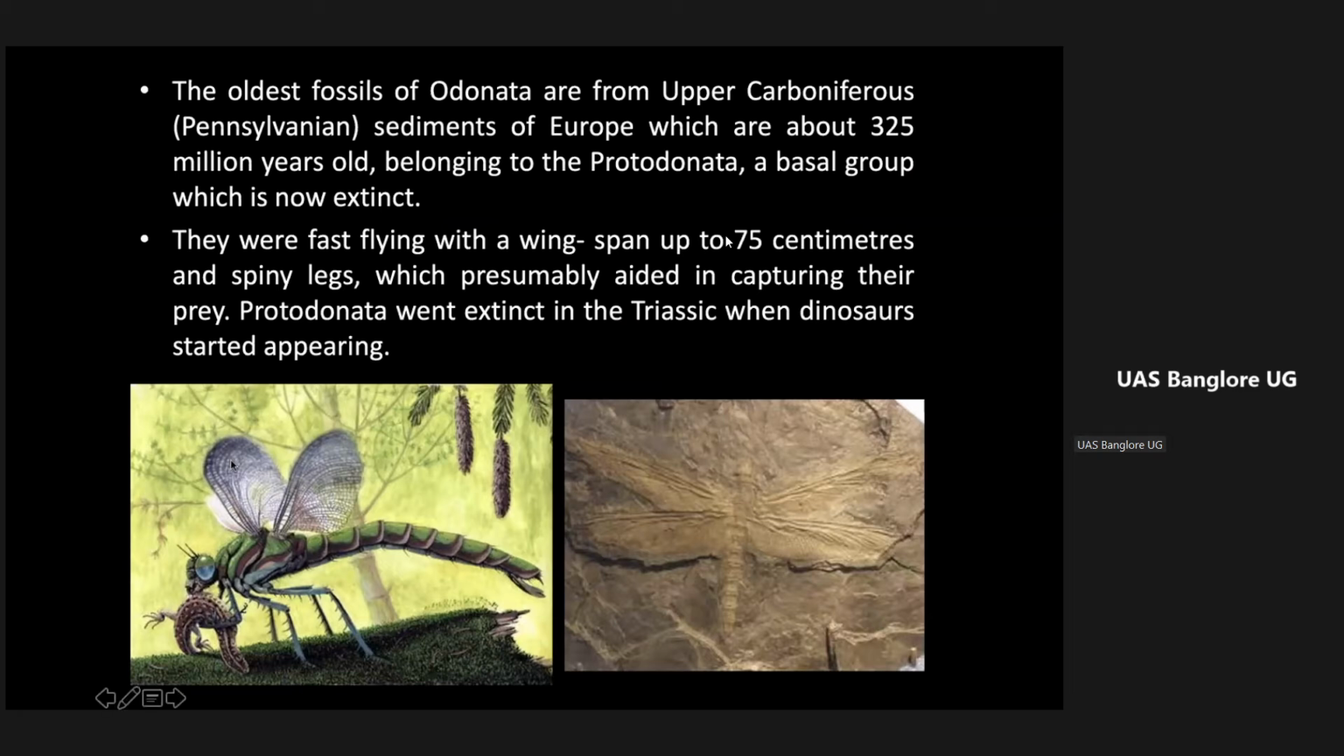If you look at this, this is a fossil of an Odonata, or your dragonflies. They have a prehensile type of legs for capturing the prey, and also large eyes. Okay, and they have a membranous wing. Based on this membranous wing, we identify this insect order. So this is an example of the membranous wing.